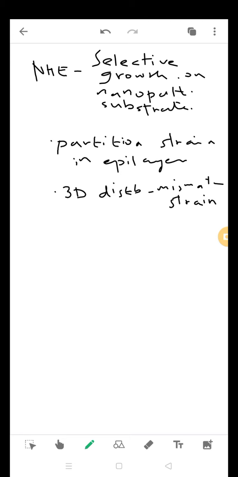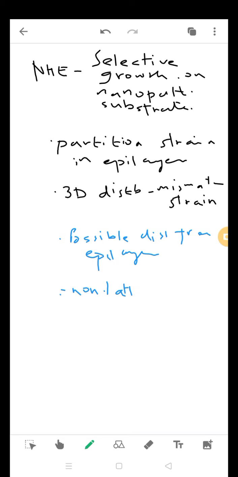And with the help of NHE we can possibly grow dislocation free epilayers. A dislocation free epilayer can be made with the help of NHE, and this actually takes place on a non-lattice mismatched nanopatterned substrate.